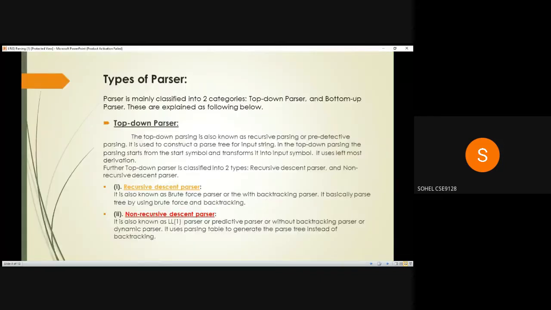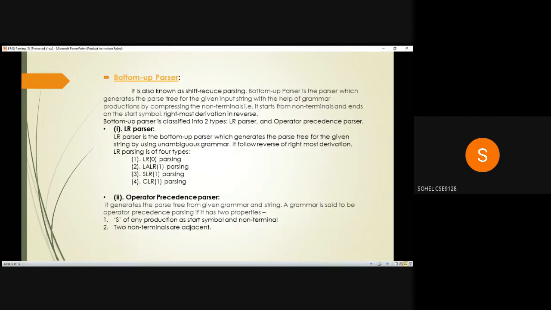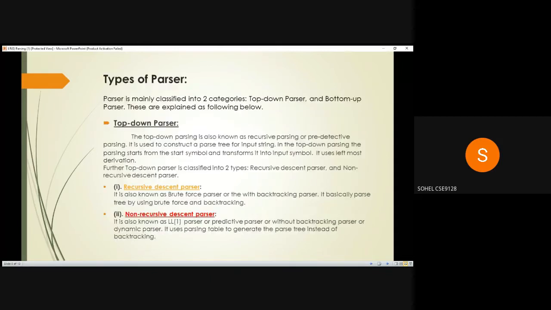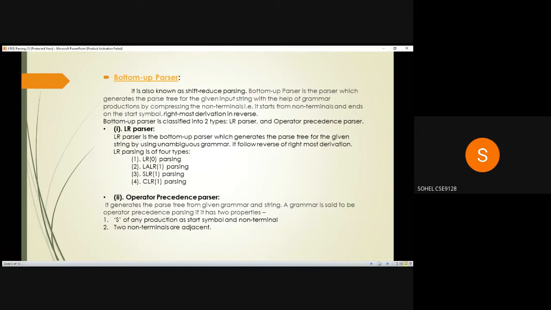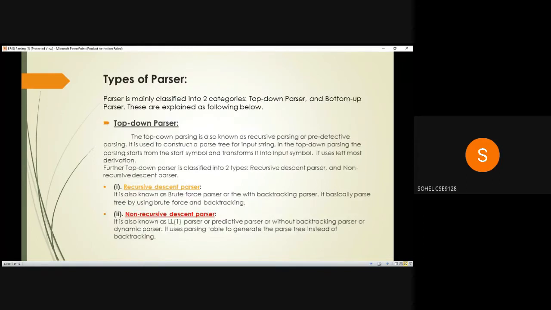Now we come to the types of parser. Next slide. Parser is mainly classified in two categories, top-down parser and another one is bottom-up parser. These are explained as follows. First of all, top-down parser.